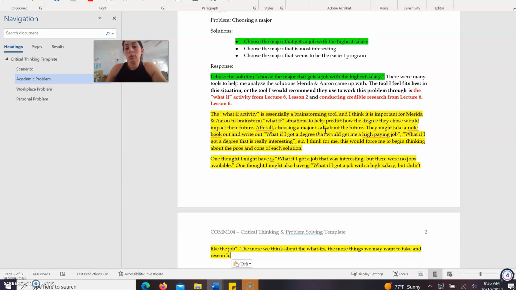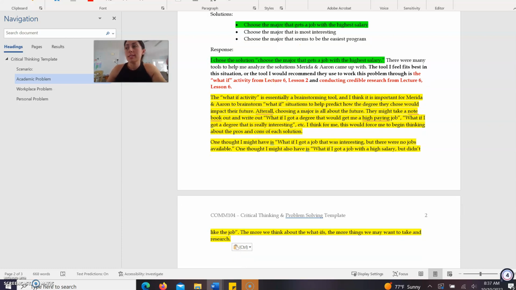And I think this tool would work really well because when we choose a degree or a major at college, it's all about thinking about our future. So I think that the what if tool would work really well because it's a future brainstorming tool, and it leads me to want to research more, which is my second tool.